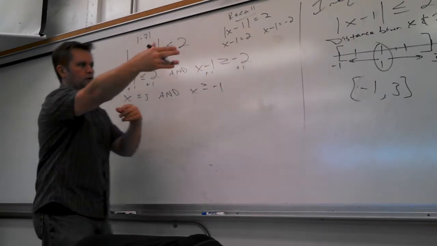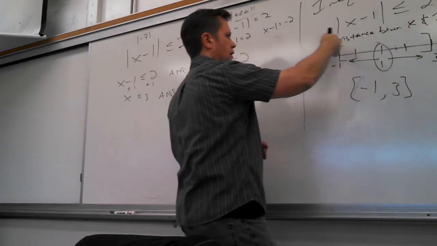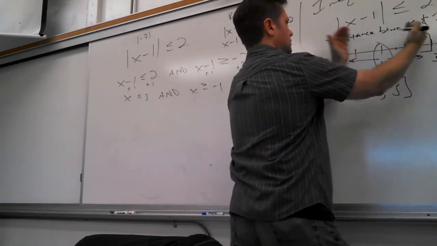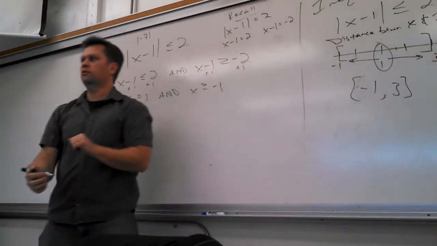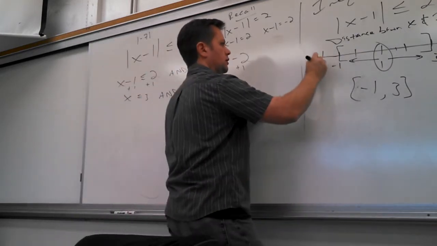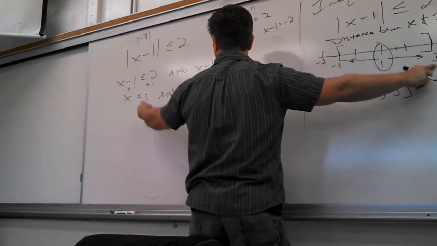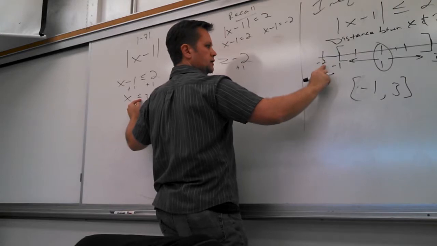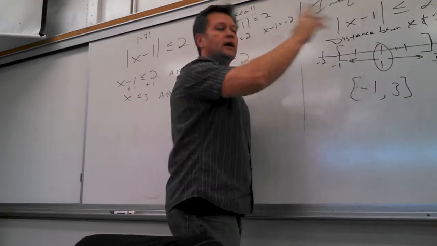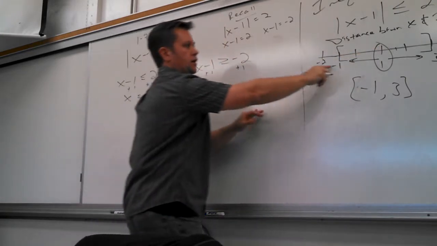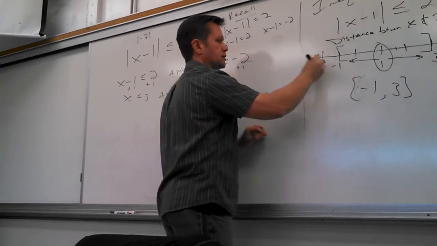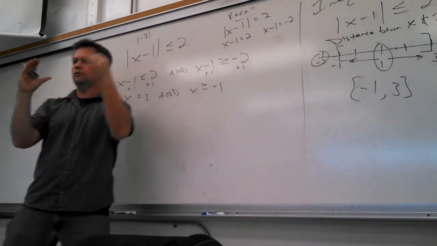So x less than or equal to 3, and x greater than -1, that means it's got to be in here. It's got to be both. This number here, is it less than 3? Is -2 less than 3? Yes, but is it also greater than -1? No, that's why that's not an answer. It's got to be both.